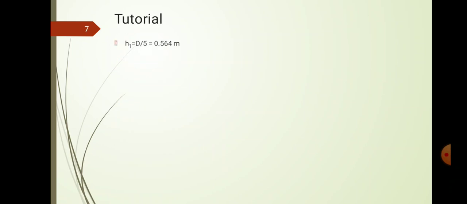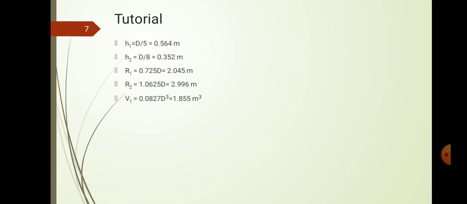Similarly, H1 is D by 5. So substituting, we will get 0.564. H2 is D by 8. So H1 and H2 are the heights of the hemispherical parts, top and bottom. Just substitute. Similarly, capital R1, the radius of the top part, is 0.725 D. R2 is 1.0625 D. So all these are just substitutions based on the design equations. And V1 is 0.827 D cube, V2 is 0.05011 D cube. So all these we can find out.